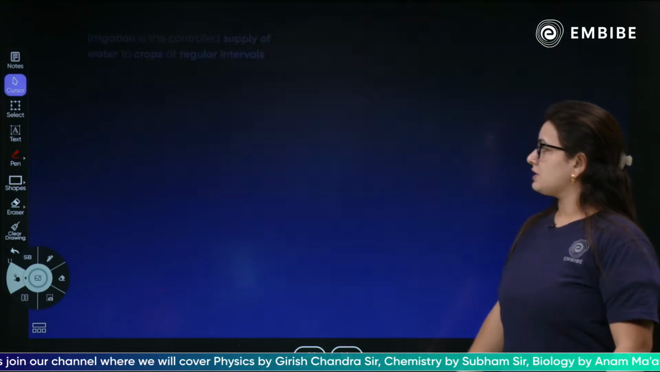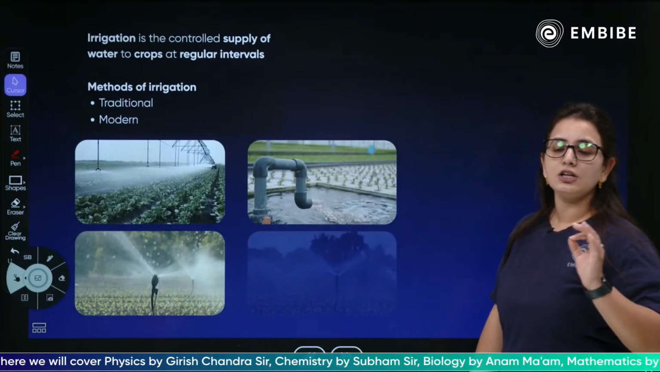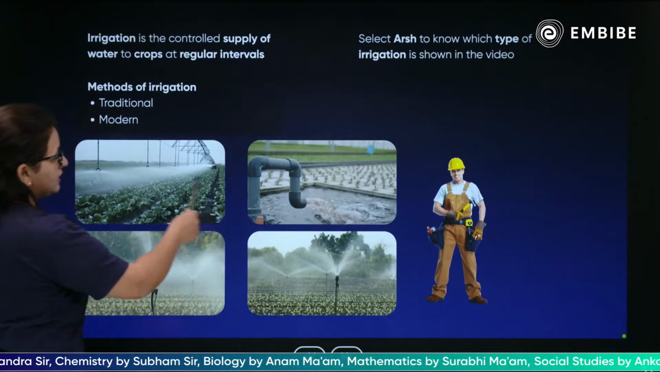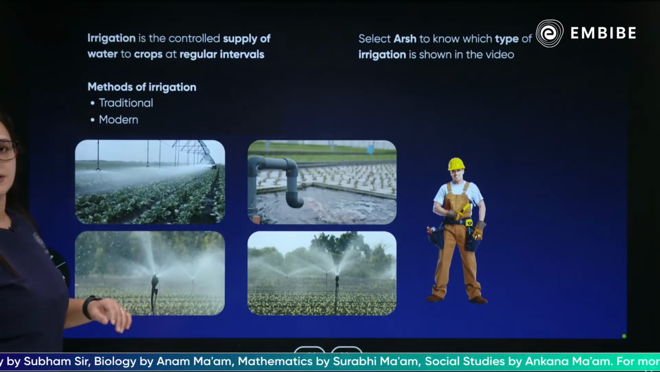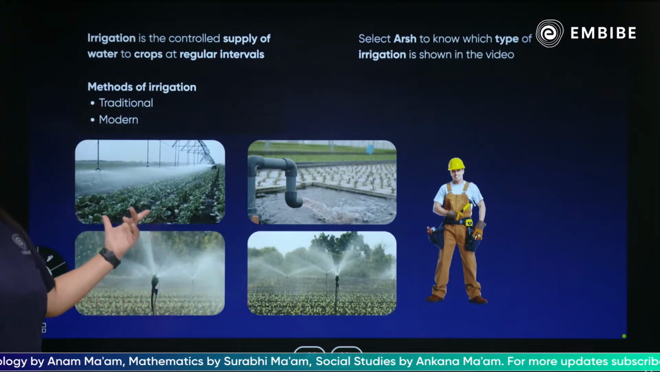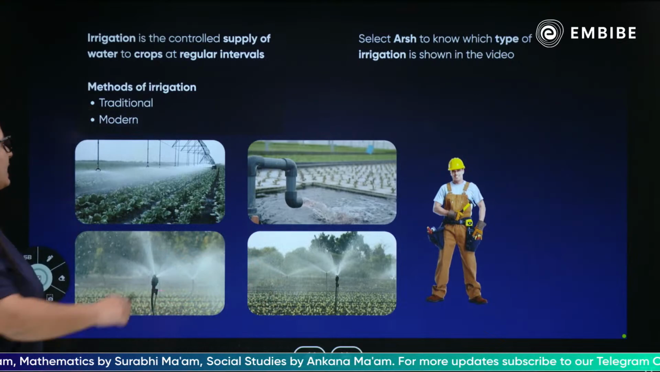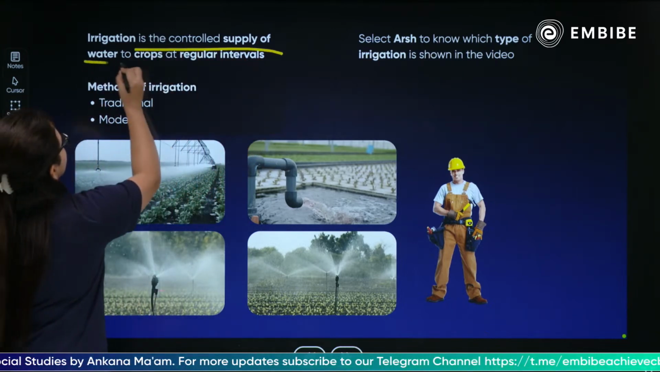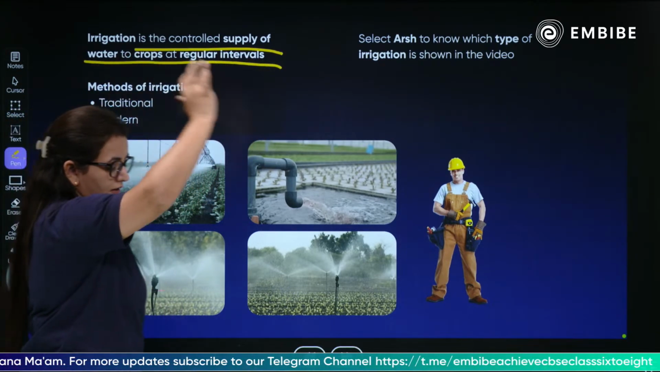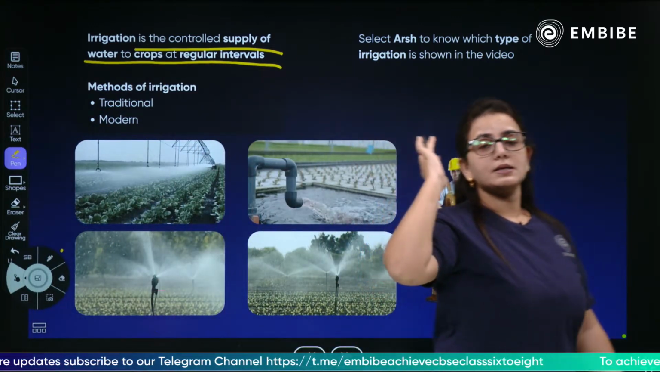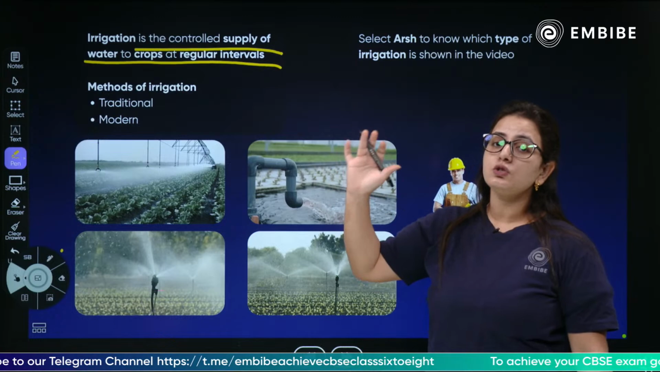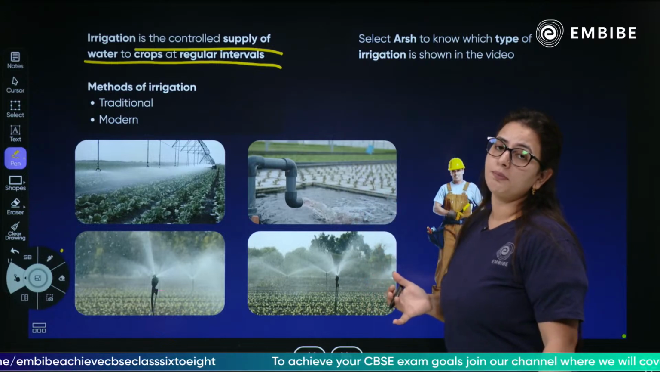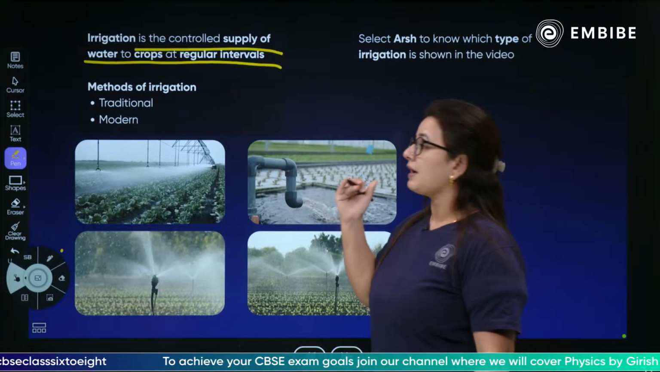Talking more about the irrigation system, irrigation is a controlled supply of water to the crops at regular intervals. Can you see this? If you have ever been to a farm, children, all of you have seen this system operating there. So irrigation is the continuous controlled supply of water to the crops at regular intervals. Water is essential for the crops' growth and development, so we want to supply the water at regular intervals.